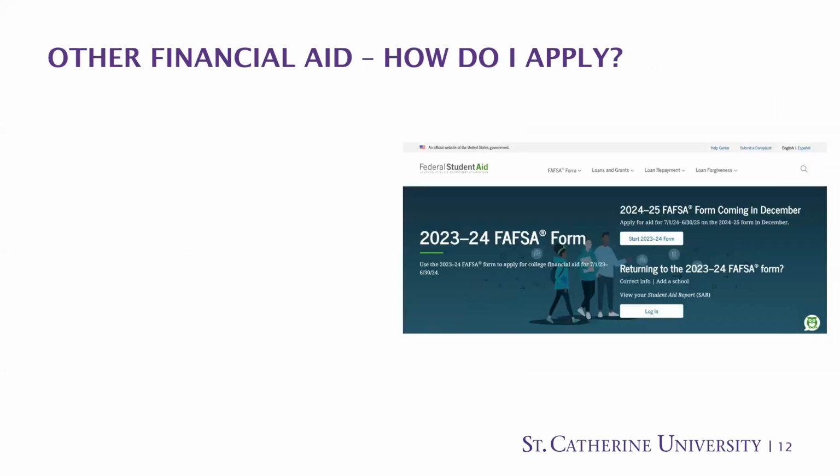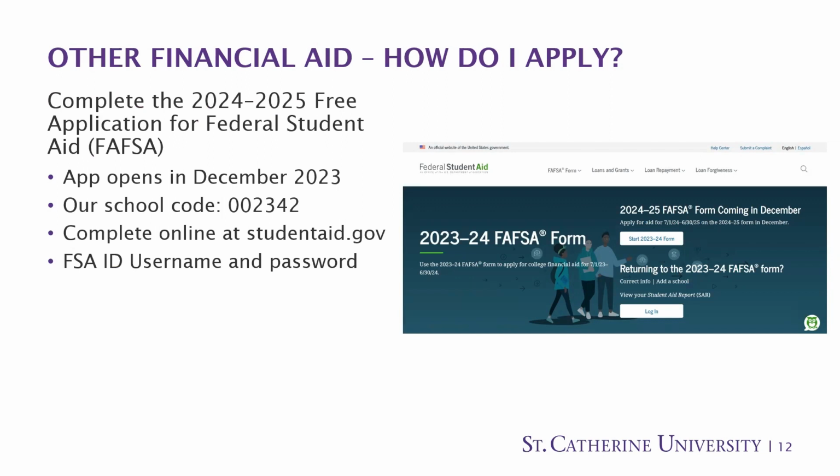Now that we understand more about St. Kate's scholarships, let's learn about how you can apply for other types of financial aid. The free application for federal student aid, otherwise known as the FAFSA, is an application you will need to submit to determine your need for financial aid through the government. U.S. citizens and other eligible non-citizens are eligible to apply. Students who are looking to start college in fall 24 will need to complete the 24-25 FAFSA. The application will open in late December.